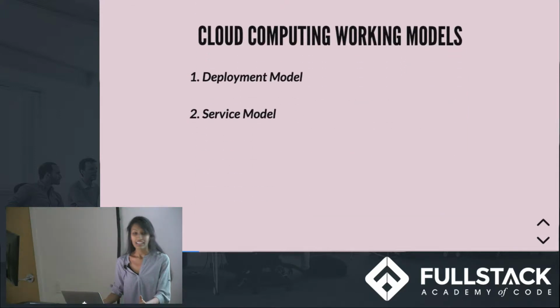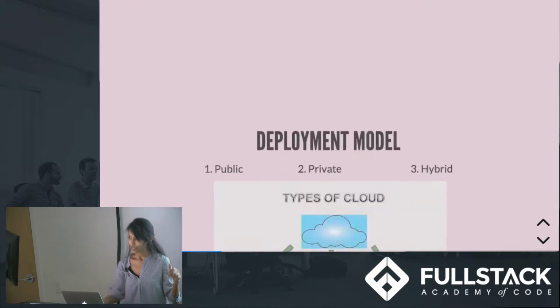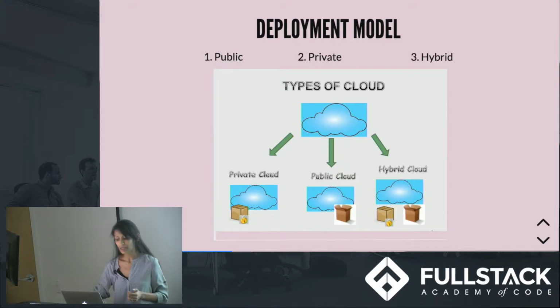So there are two working models of cloud computing. Cloud computing can be either the deployment model or the service model. So what is the deployment model? The deployment model is based on where our cloud is. Like, is it in some particular area where we can't have access, or is it global? So the deployment model is divided into three types: public cloud, private cloud, and hybrid cloud.